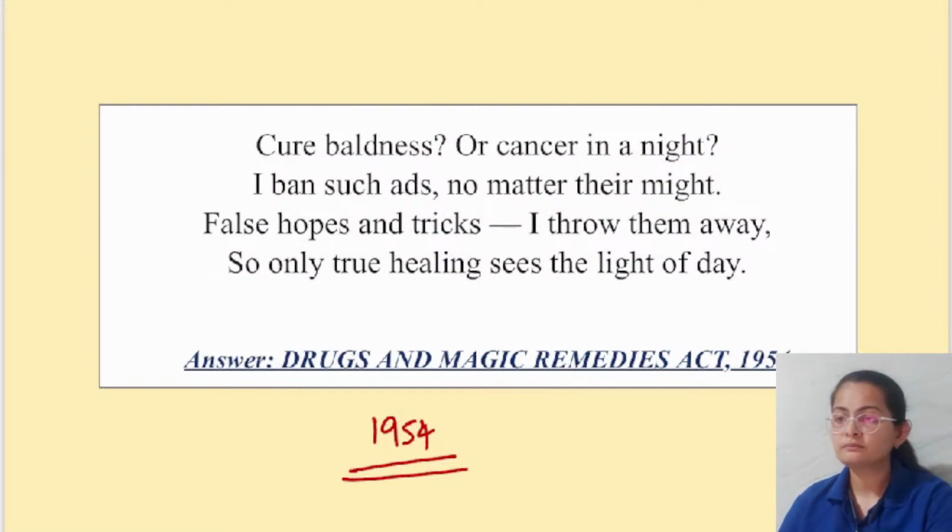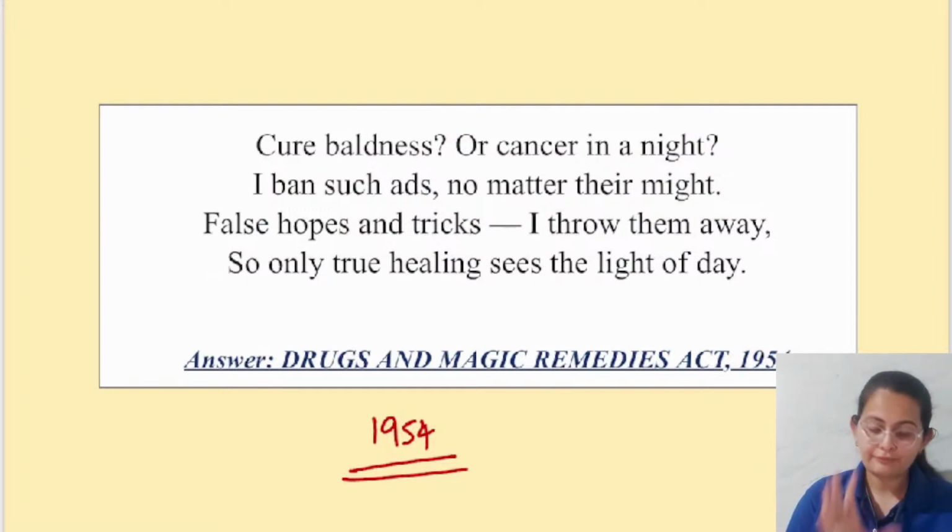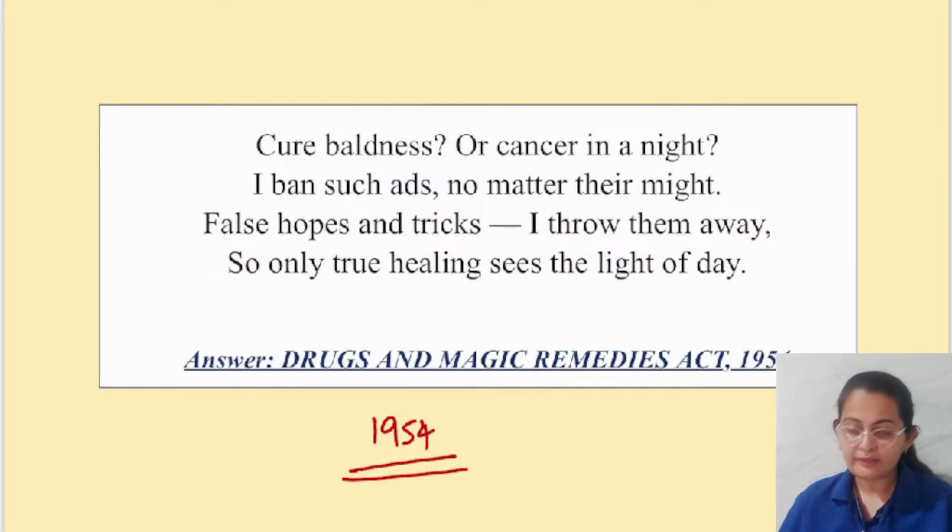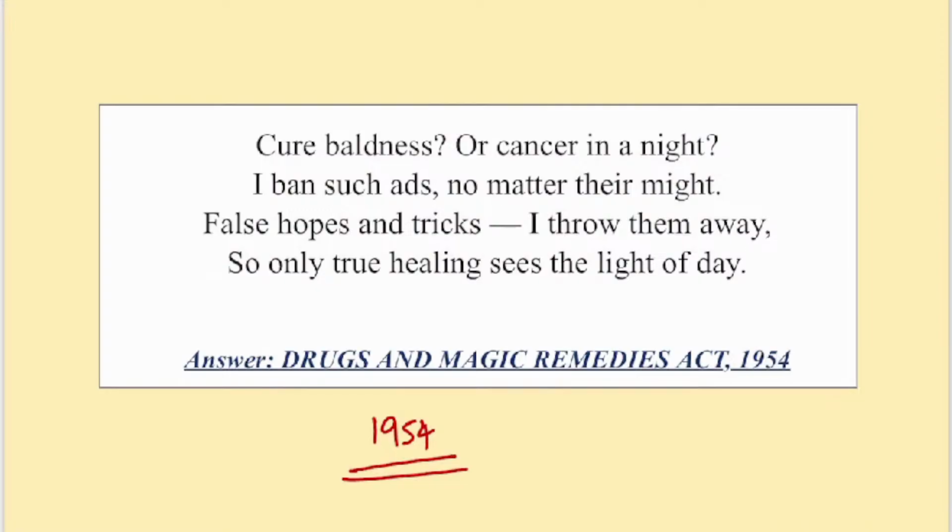Drugs and Magic Remedy Act of 1954. We have seen the Industrial Act was 1951. Now it is 1954, Drugs and Magic Remedy Act. They have control on the advertisement. You cannot advertise anything you need, this is not under your legal practice. There are some restrictions, you must follow them. Without following these restrictions, you are not able to advertise anything.